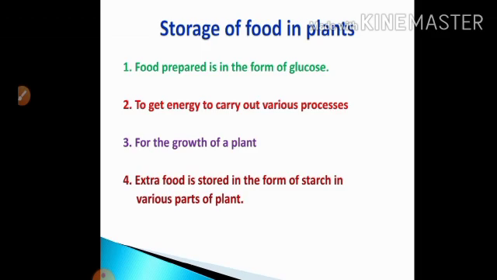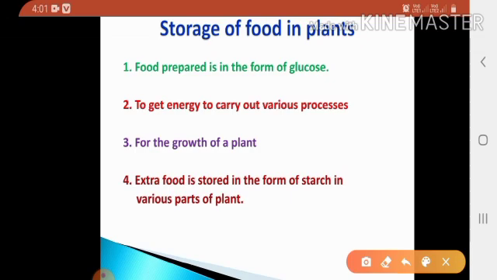Children, I have taken here 4 points of storage of food in plants. First one, food prepared is in the form of glucose. Second one, to get energy to carry out various processes. Third one, for the growth of a plant. Fourth one, extra food is stored in the form of starch in various parts of a plant. I will explain one by one.